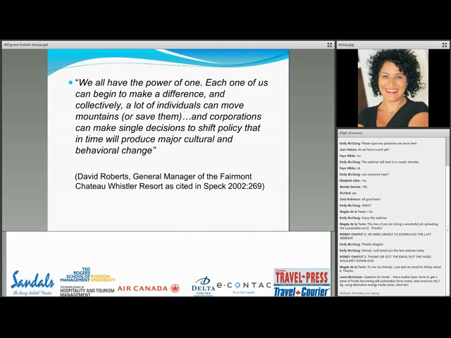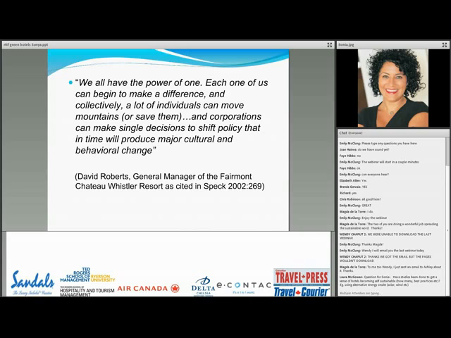And I just wanted to leave off with a quote that I really love. I read it way back in 2003, and this is exactly what really drives sustainability in a lot of these organizations, the ones that really have started and really believe in the ethic of sustainability. This is from David Roberts, the general manager of Fairmont Chateau Whistler Resort. He indicated that we all have the power of one.